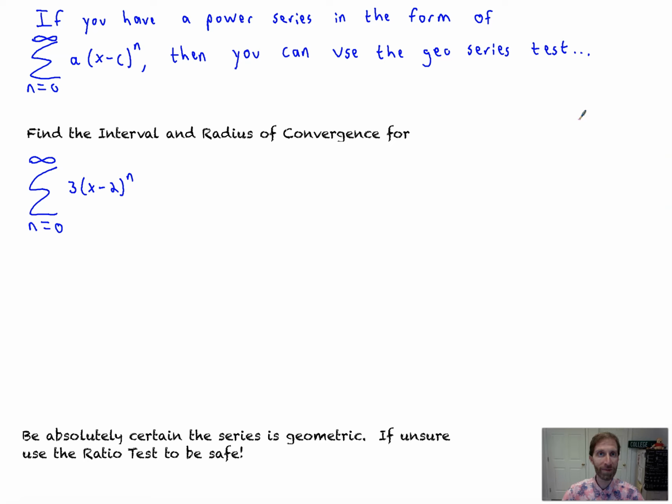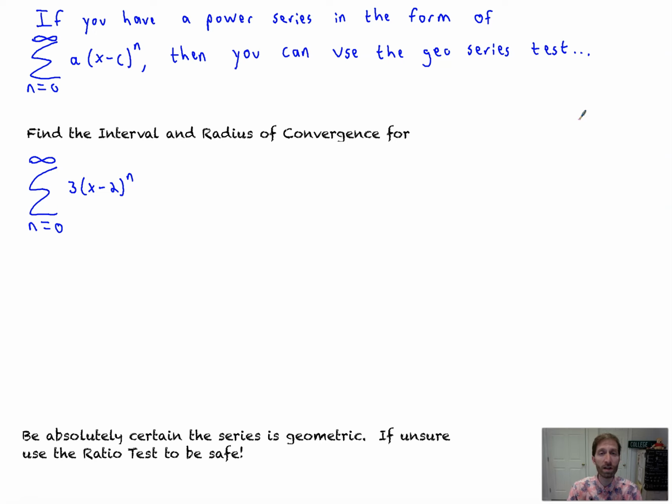Welcome back! We've got our final lesson video in this lesson on interval and radius of convergence. I want to go over a very particular way that we can find interval of convergence. If you happen to notice that your power series is geometric, then you can actually save some time and use the geometric series test instead of the ratio test.